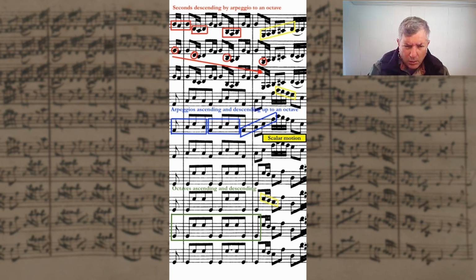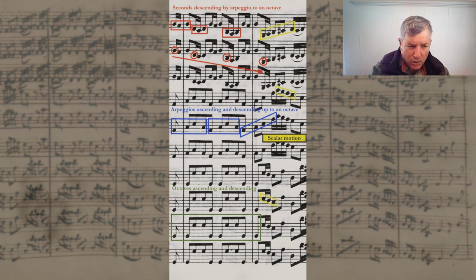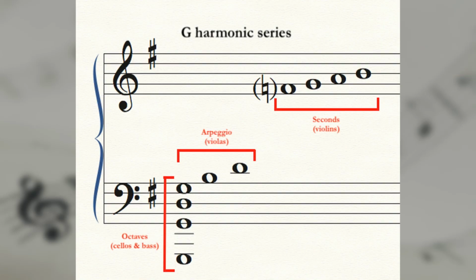So lower intervals, the low instruments, big intervals. Middle instruments, middle size intervals. Higher instruments, smallest intervals. Does that remind you of anything? Well, I certainly hope so, because a couple weeks ago we looked at the harmonic series. And certainly Bach's music does exactly that.